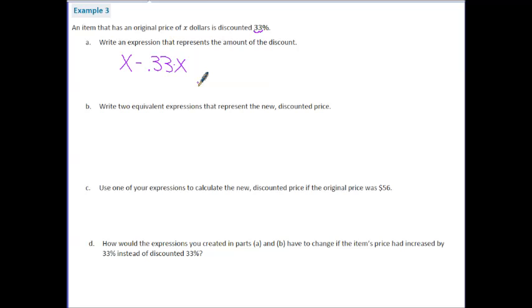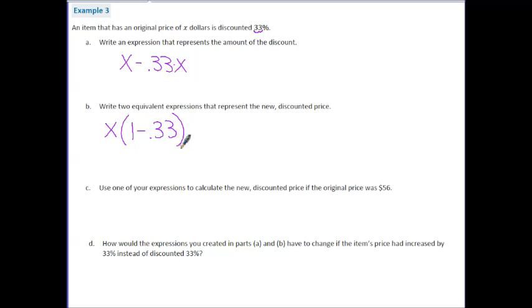Part B says write two equivalent expressions that represent the new discounted price. So as we talked about in the previous example, if they have a common element, we can factor that out or do the opposite of the distributive property. So when I do x divided by x, we're left with 1. Or you could think of it as x times 1 is x, and x times 0.33 gives us 0.33x. And this is a negative because a positive times a negative gives us a negative, so 0.33.